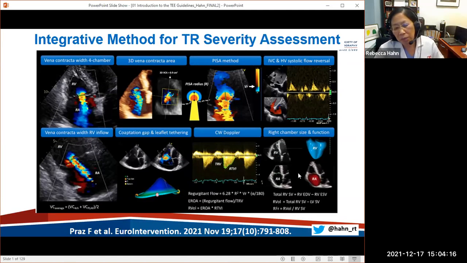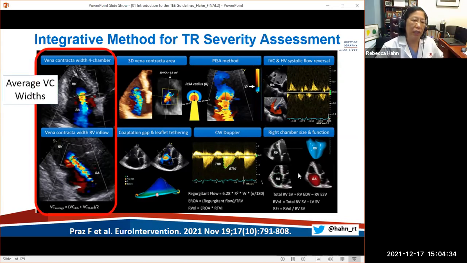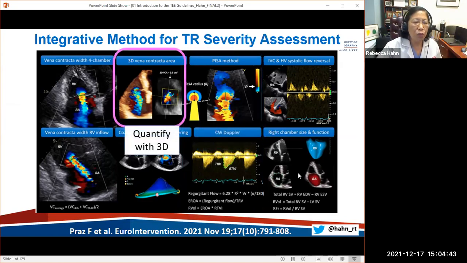So in the PCR tricuspid working group manuscript that was just published, this is a beautiful review by Fabien Praz, we outline obviously all the things that you should do. Of course, you want to take a look at the hepatic vein with the caveat that I mentioned. You want to go ahead and look at the average vena contracta widths. You want to do your PISA. So we'll do PISA on everybody. So always remember to baseline shift. And then we will also quantify by three-dimensional echo.